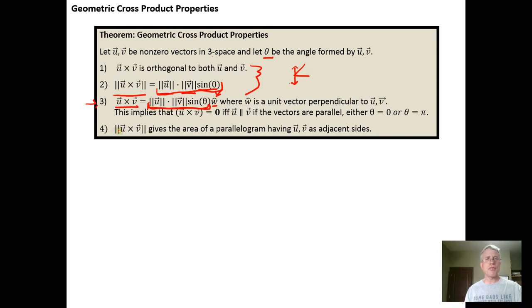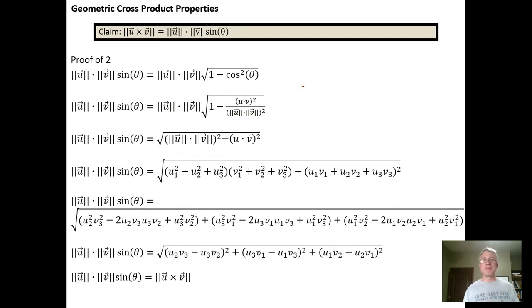And then claim number 4 is that the size of the cross product is the area of the parallelogram formed by the two vectors. So the proofs of these are, some of them are easy, some are hard. The proofs of properties 1 and 2 are a little bit more difficult, just in the sense that the algebra you have to do leaves a lot of room for silly mistakes. And I know this because I've proven both of them using algebra, and I've made those silly mistakes.